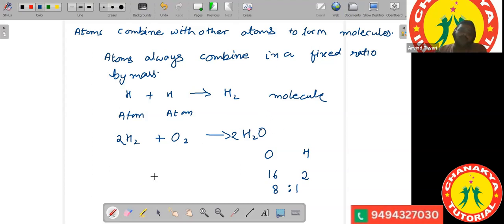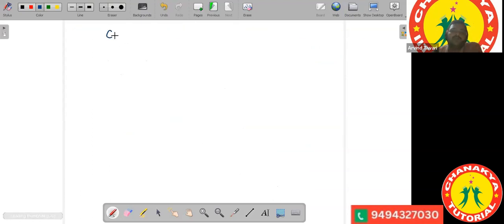Then if you look at carbon dioxide, it is also a molecule. It is formed by the combination of atoms of carbon and oxygen. Carbon has a mass of 12. Oxygen has a mass of 16, so 16 into 2 is 32. So the ratio of carbon and oxygen is 12:32. If you simplify it, you get 3:8. So carbon and oxygen are present in the ratio 3:8 in a molecule of carbon dioxide.